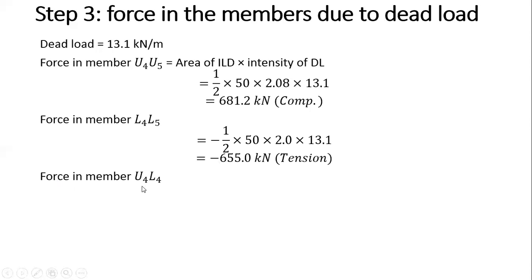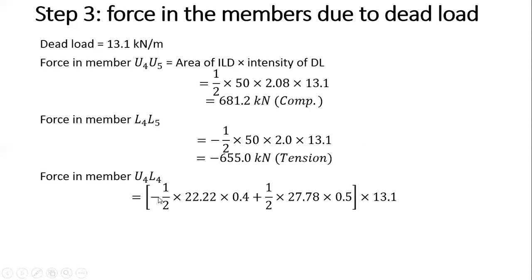Next, I have to consider the force U4L4. This means it is a vertical member. Okay, so in a vertical member, when we draw the IL diagram, first is the tensile force and then is the compressive force. So this is due to tension. Half, this is my base 22.22, I have to calculate from the left support. 22.22, this is my height of this tension diagram. Plus this is compression, half, this is base, height of the diagram is 0.5, multiplied by the dead load. So this comes out to be 32.8 kilonewton compression.